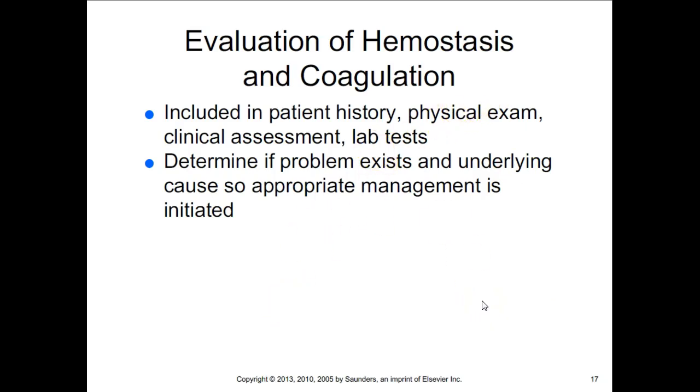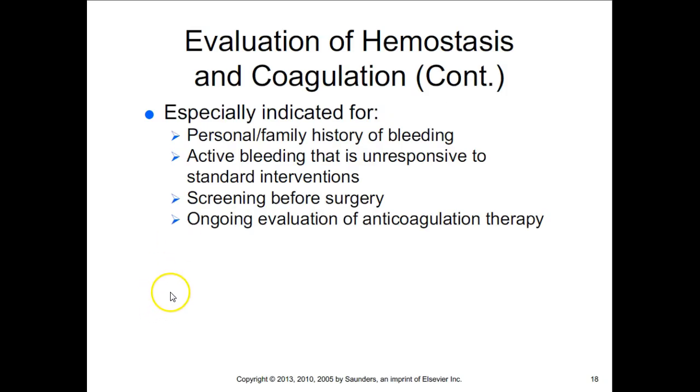All right, so included usually in patient history, physical exams, clinical assessment, and lab tests. Remember PTT and PT, so PET, pit bull. PET, P-E-T, tells you that the extrinsic pathway is measured by PT, the functionality of the extrinsic pathway, and P-I-T-T in pit bull is going to measure the intrinsic pathway. So I think that's a really cool way to remember that, right? So determine if the problem exists, and then do something about it if it doesn't work the way it's supposed to, especially looking for things like family history of bleeding.